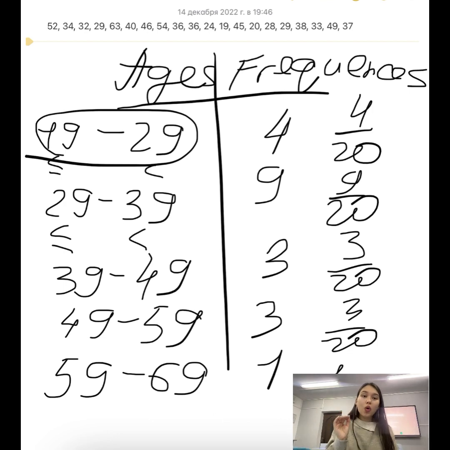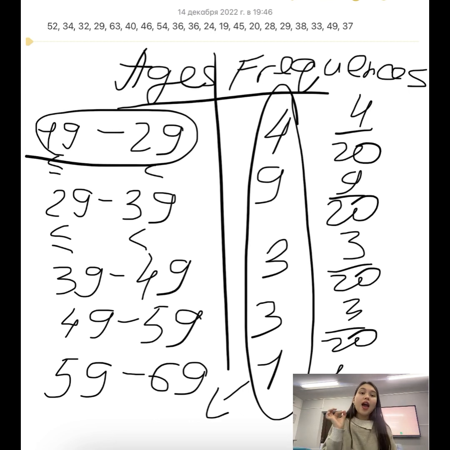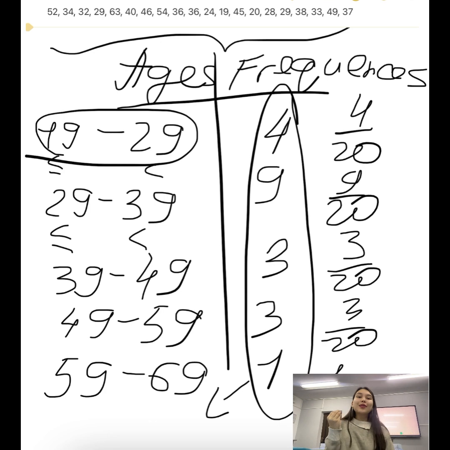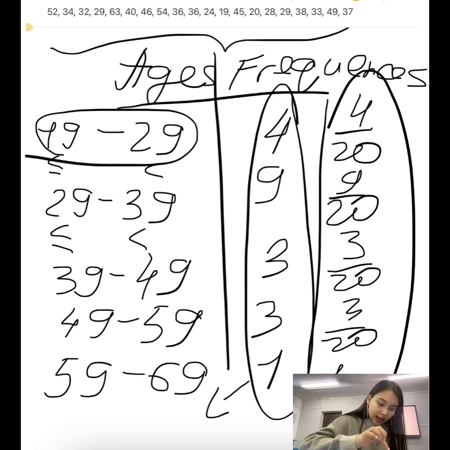You have to know one fact: when you sum up all these numbers, they have to be equal to the whole quantity, the number of all the numbers. And when you sum up the relative frequencies, it has to be equal to 1. Is it understandable for you?